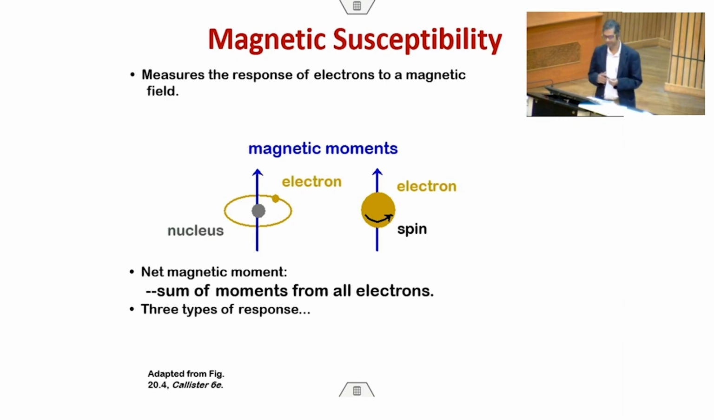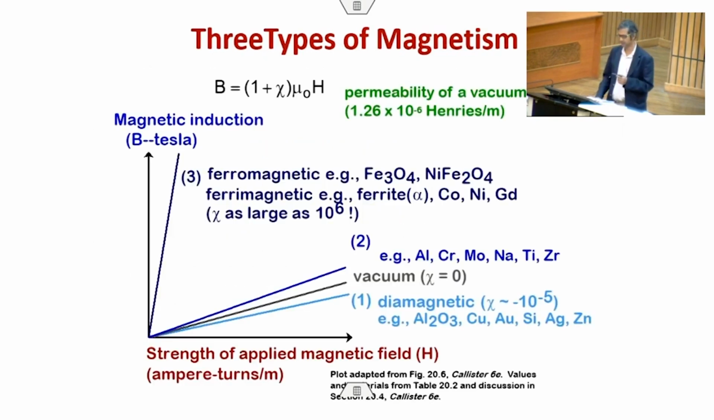So, therefore, when such a thing happens, electrons may align along the applied magnetic field, or an electron may spin down or spin up depending on the magnetic field. So, therefore, there is some net magnetic moment, and this is nothing but the summation of all the moments of electrons. Based on these things, you can have 3 types of responses possible, right. That is what we said, the 3 types of magnetism.